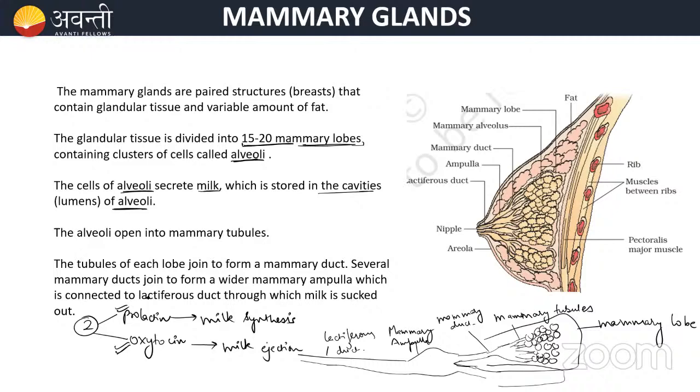Okay? Because when oxytocin is released, its main function is the contraction of muscle, right? So when oxytocin is released, it starts contracting the muscles around the lactiferous duct, because of which the lactiferous duct squeezes and the milk comes out.